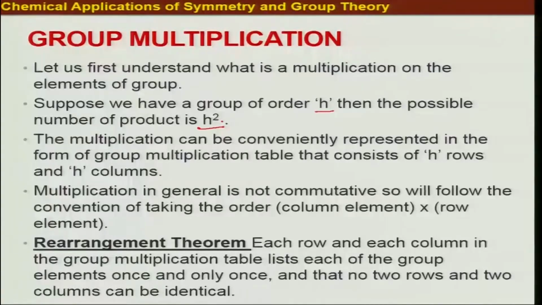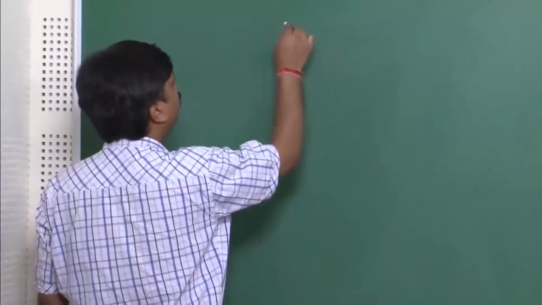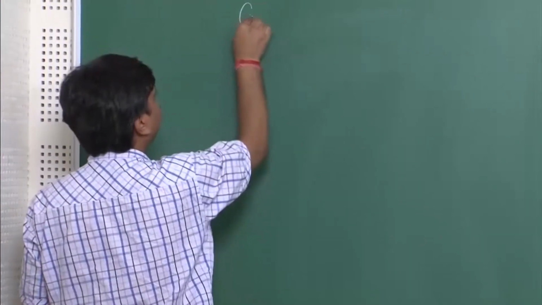And here on your screen, if you look, you can find out how to do this multiplication. This multiplication can be represented conveniently in the form of a table, right, that we already said. And in that table, it will be like a square table where you have H number of rows and H number of columns. So what you do essentially is something like this. For any given point group, say I have a point group, say G.